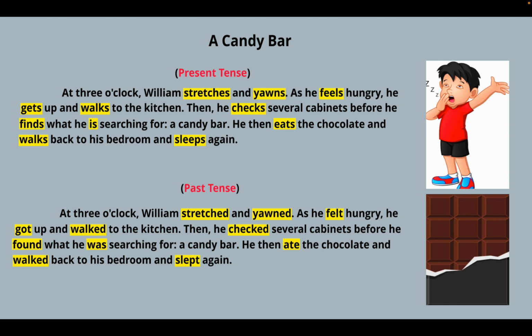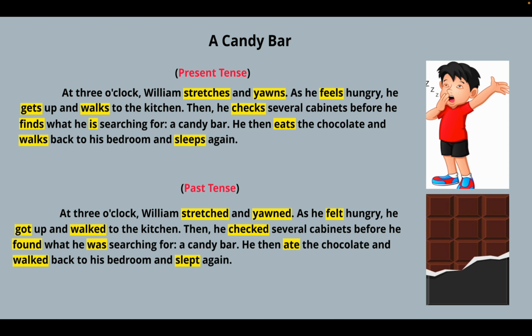At 3 o'clock, William stretches and yawns. As he feels hungry, he gets up and walks to the kitchen. Then he checks several cabinets before he finds what he's searching for. What is he searching for? A candy bar. He then eats the chocolate and walks back to his bedroom and sleeps again.